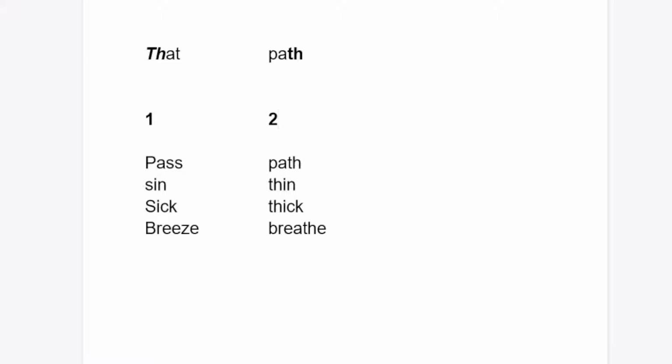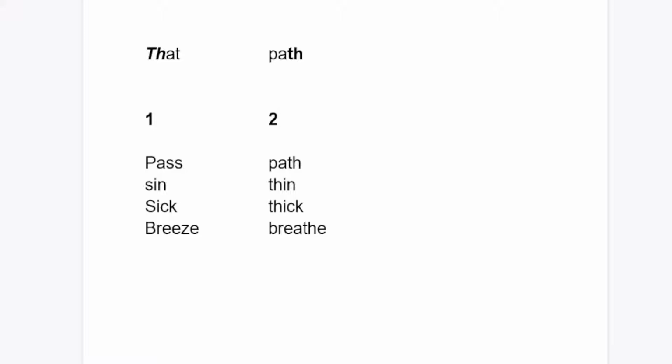Sin. Was that 1 or 2? The answer is 1. Sin. All right, here we go. Breeze. Column 1 or column 2? The answer is column 1, breeze.